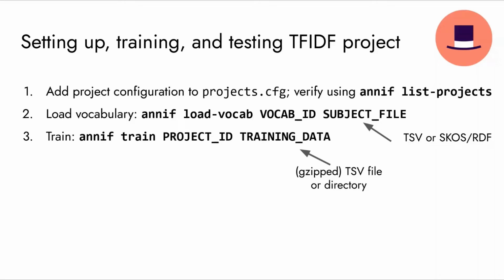The third step is training the project. The command is Annif train, which takes the project ID as the first argument and a path to training data as the second argument. The training data or training documents can be collected to one TSV file, which can be compressed, or to a directory containing several documents. More information on the formats can be found on Annif wiki pages. Note that the training step can take a long time, up to several hours in some cases.